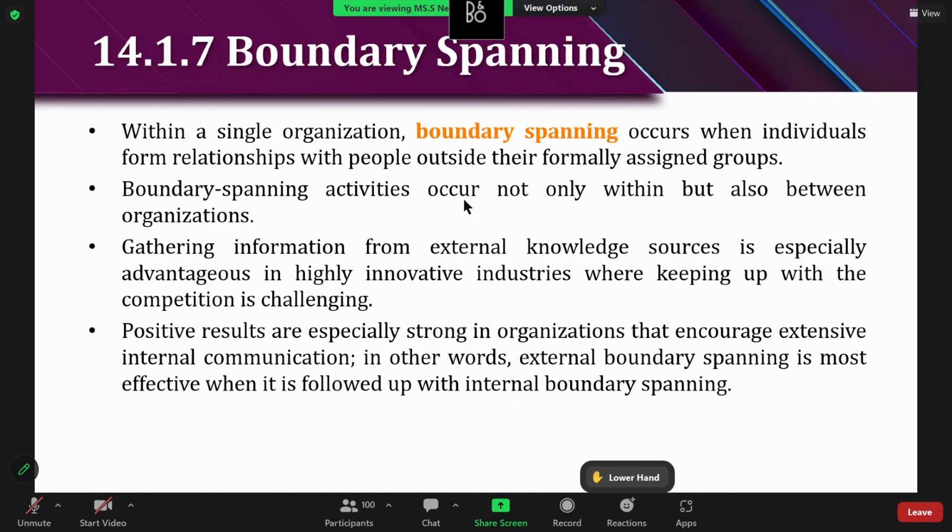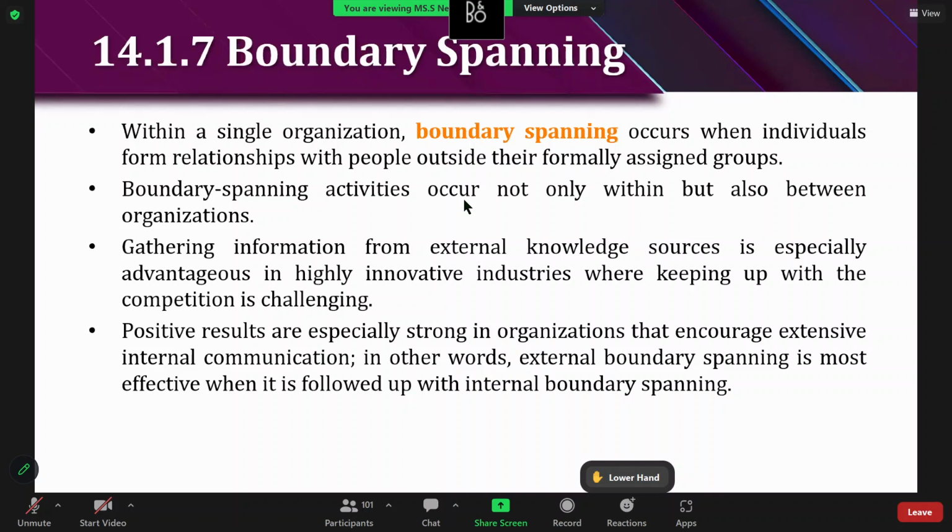So, for example, if an organization is composed of maybe 5 departments, where one is marketing, HR, accounting, IT, and the production department. If the people from the marketing department have established a relationship with the accounting department, that is a kind of boundary spanning, because the marketing department is a boundary for themselves. The people who work under the marketing department have a certain boundary, and if they go beyond the boundary and establish a relationship with people from other departments, that is boundary spanning.